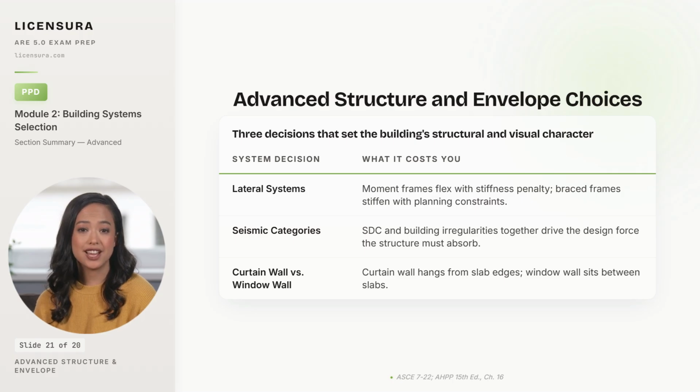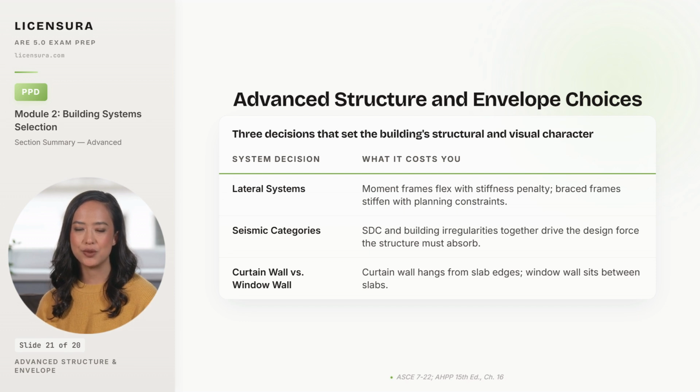Seismic design category and the building's irregularities together drive the lateral force the structure has to absorb. An SDC of D or E in a high seismic zone with a re-entrant corner or a soft story can multiply the design force well past what a regular building in the same zone would see. And the architect's massing decisions shape that number before the engineer ever opens an analysis file.